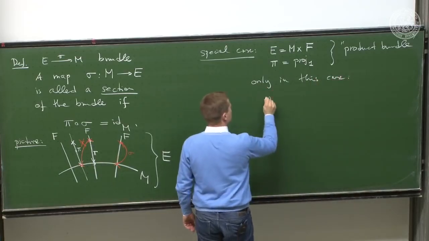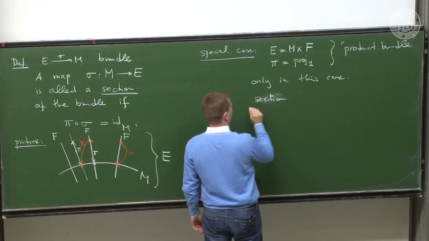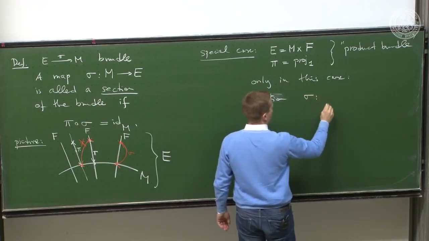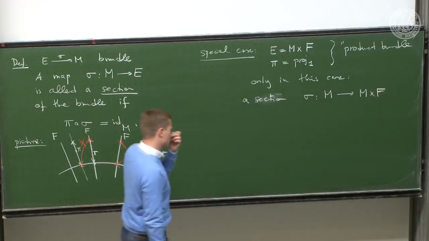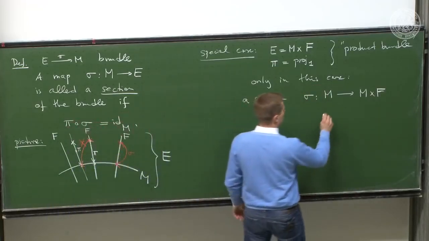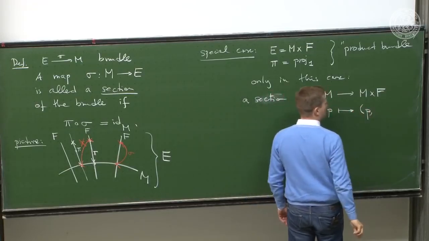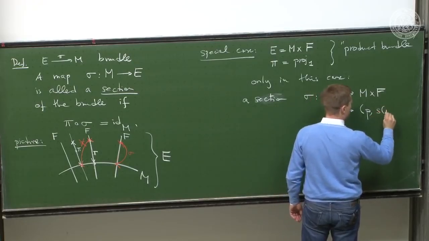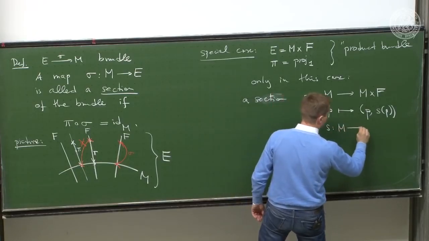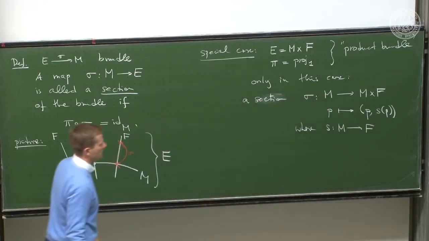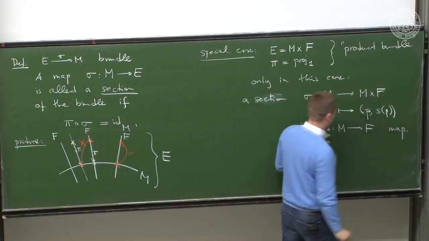can you understand the σ, the cross-section? So let's take a section. Only in that case, a section σ that takes you from the base manifold to the total space, which is now this product, can be understood as taking a point P in the base space and sending it to the pair (P, S(P)), where S is a map from the base space into the typical fiber. This is just a map without further conditions.